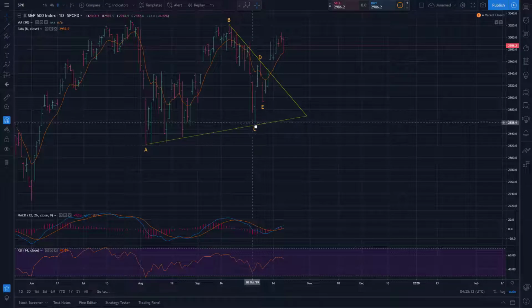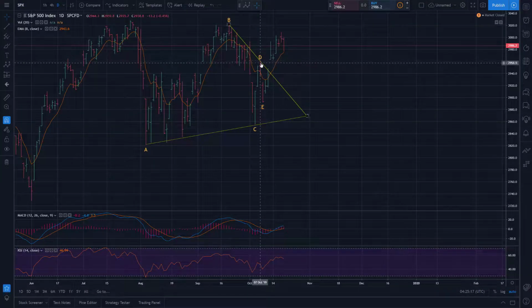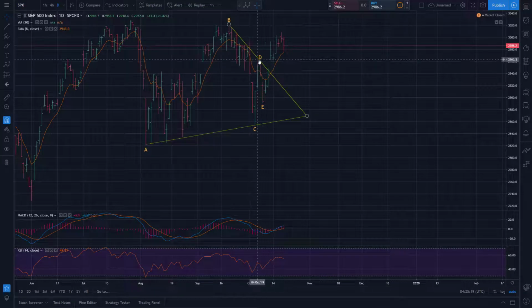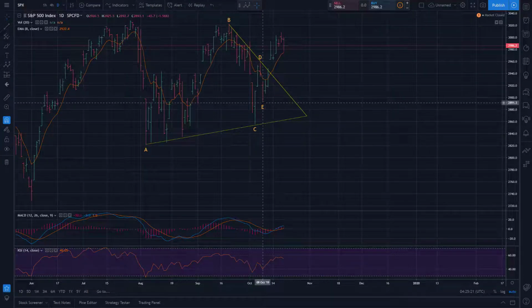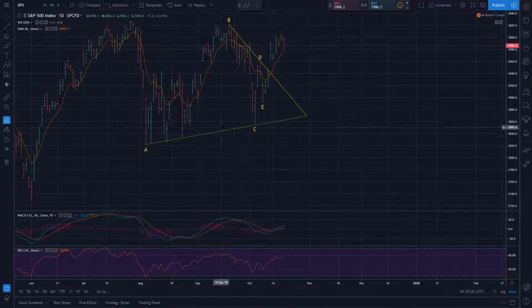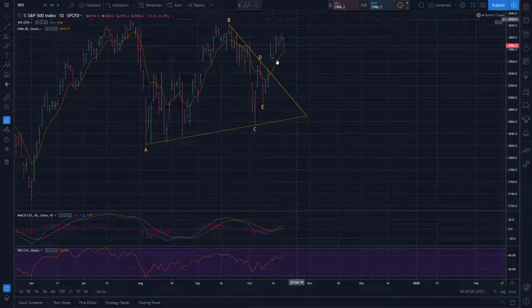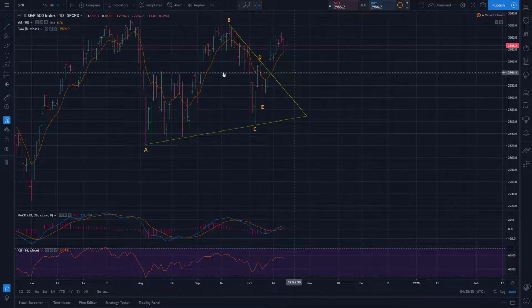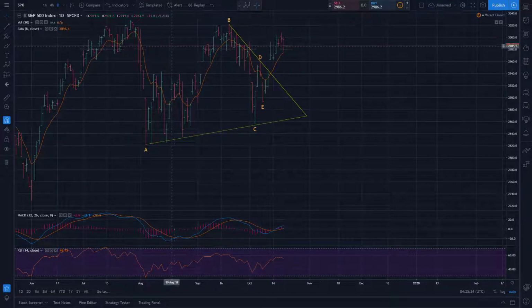Now we've had the C wave down, made the low there on the 3rd of October. A bounce up into a D wave, as I have it labeled. Another move down in E, again holding the lows, and now it looks like we might finally be starting a potentially new trending move up. So at this point, just tentatively labeling this as a completed contracting triangle.